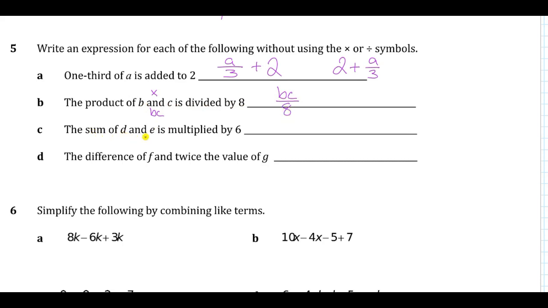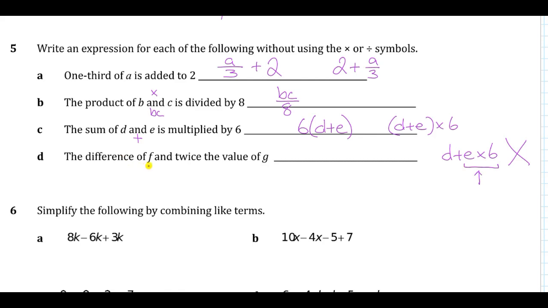The sum of D and E is D plus E. You multiply that by 6, so we need the sum of D and E first, which is D plus E, and we're going to multiply that by 6. We could write D plus E multiplied by 6. Same thing. What we can't do is D plus E times 6. That's wrong because BODMAS would make us do this bit first. We need the brackets.